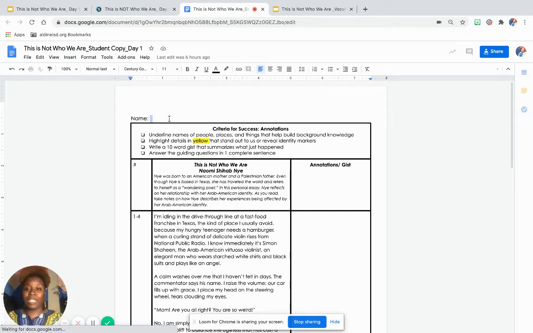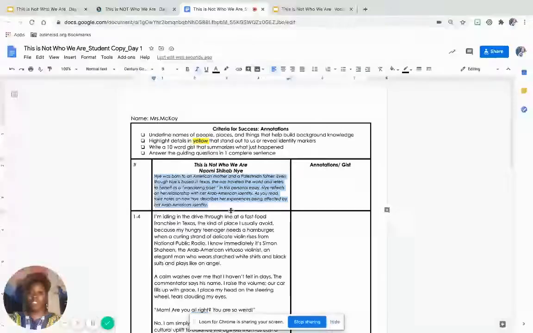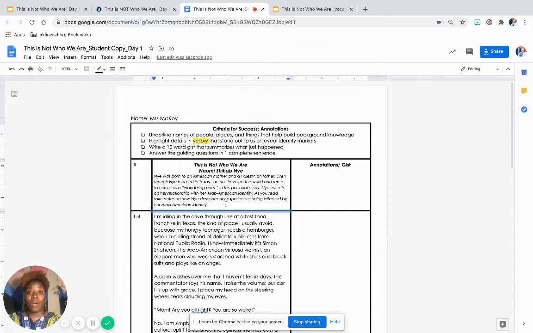You know, the name at the very top, as you can tell, this time we don't have any key points. And the reason why is because we re-engaged in the vocabulary activity and we also got some background knowledge from that video that we watched. Okay. So this is not who we are by Naomi Shihab Nye. That is her name. And then this is a text feature, guys. When you see this small little excerpt here, it's a text feature. So we're going to read that to get a little bit more background knowledge on who Naomi is, because it should be relevant to what we're about to read.